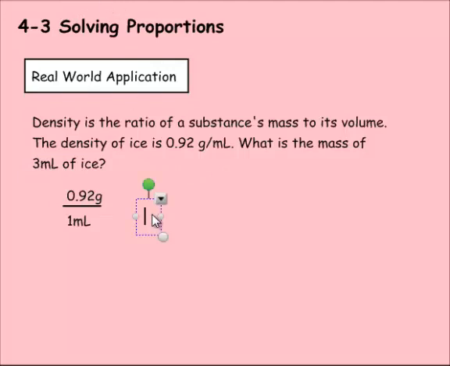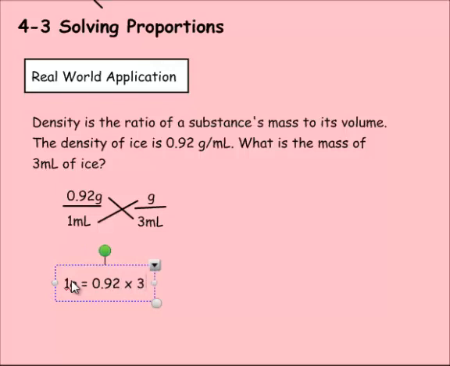So I have 3 milliliters here, and I'm lining that up with the 1. And then on top, I'm going to line up the grams. And I don't know the grams, so I'm going to put G for grams. And this will be my proportion. What would G be to make this true? Then I'll do cross products. So 1 times G equals 3 times 0.92. If I write that algebraically, 1G equals 0.92 times 3.